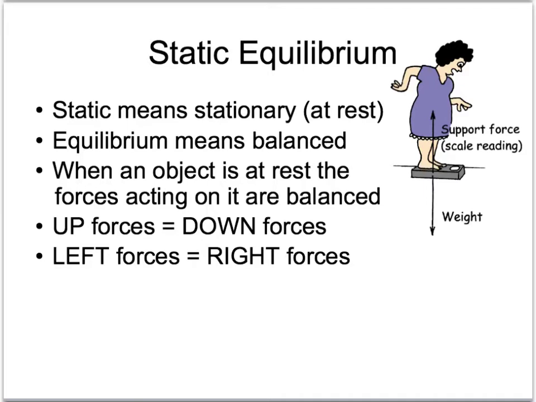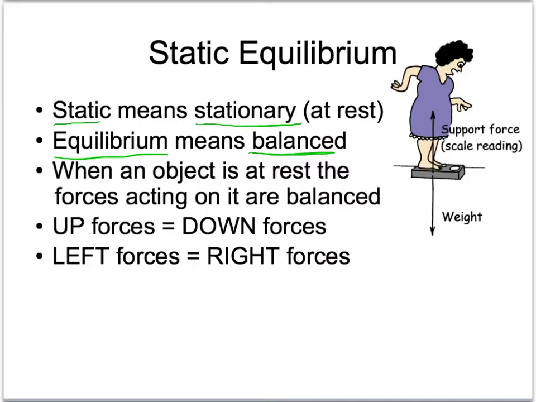First of all, when talking about static equilibrium, the word static means stationary or at rest. So when we say static equilibrium, we're talking about an object at rest. And equilibrium means balanced. So static equilibrium is a stationary object that is balanced. And when I say balanced, I mean the forces on it are balanced.